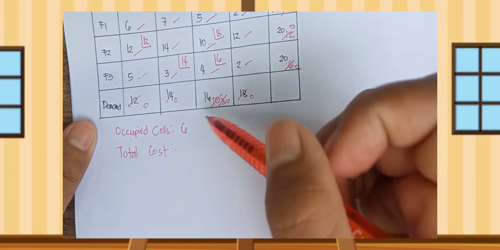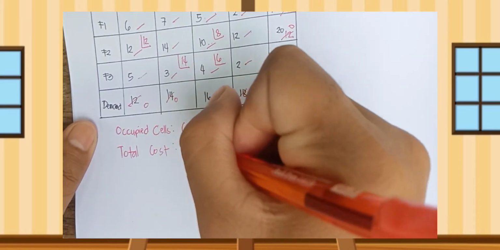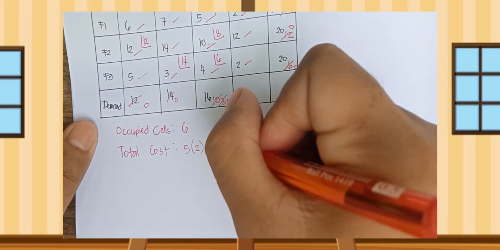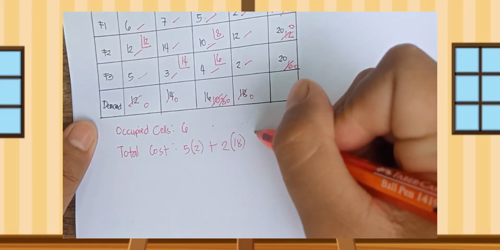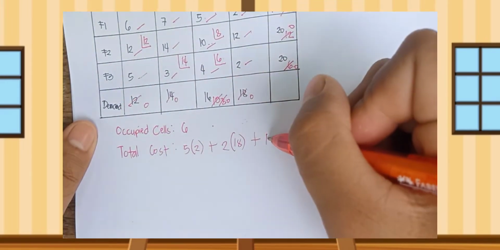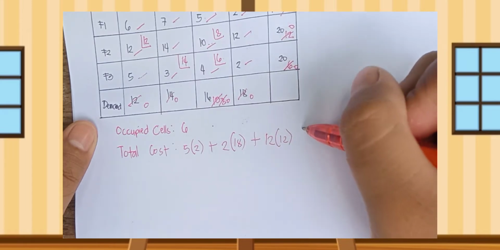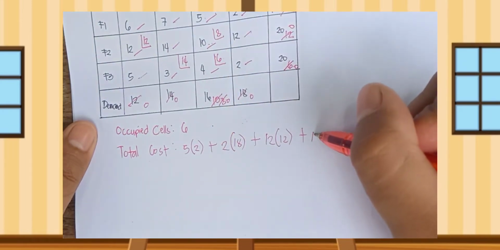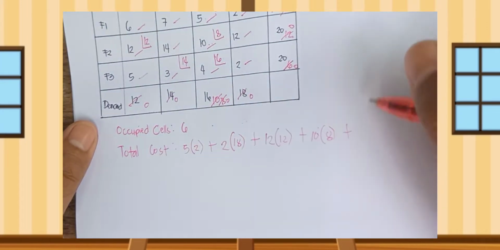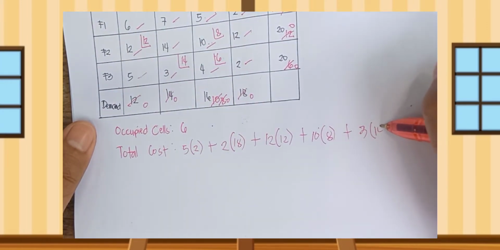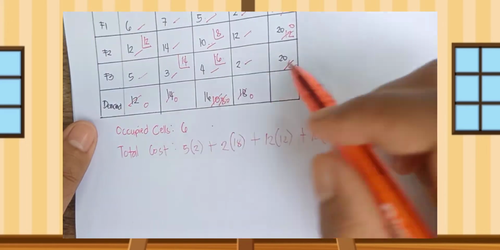So we have 5 times 2 plus 2 times 18 plus 12 times 12 plus 10 times 8 plus 3 times 14 plus 4 times 6.